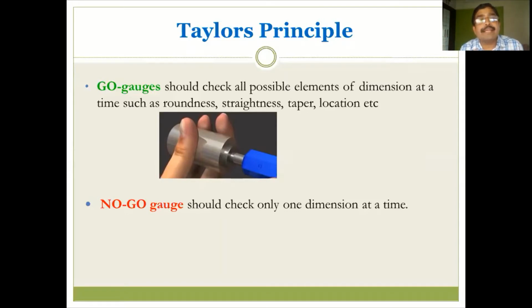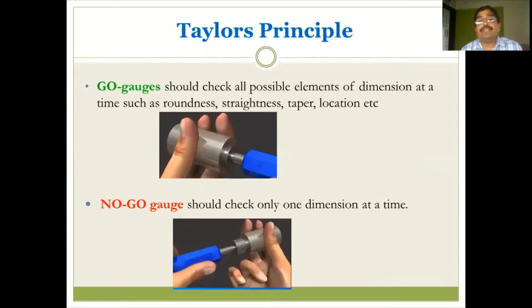But when you are considering the no-go gauge, you can check only one dimension at a time. What does it mean? When you try to enter the no-go end, what is its work? It should not enter. It should not go. It means only one parameter can be checked with the no-go gauge.